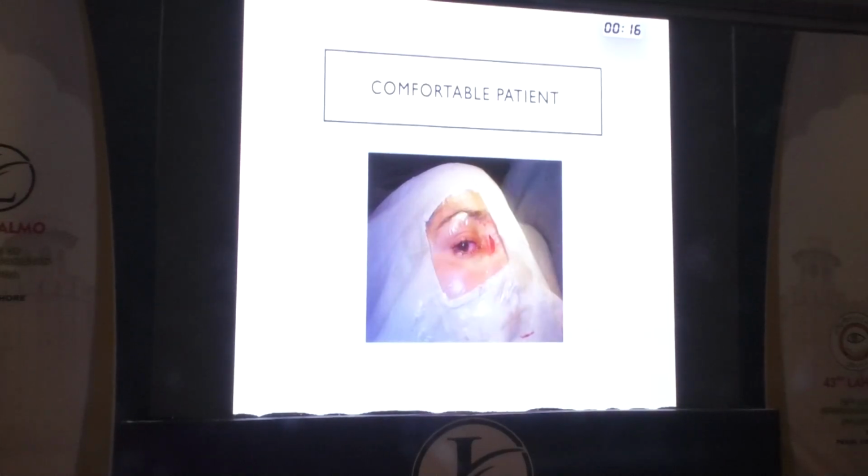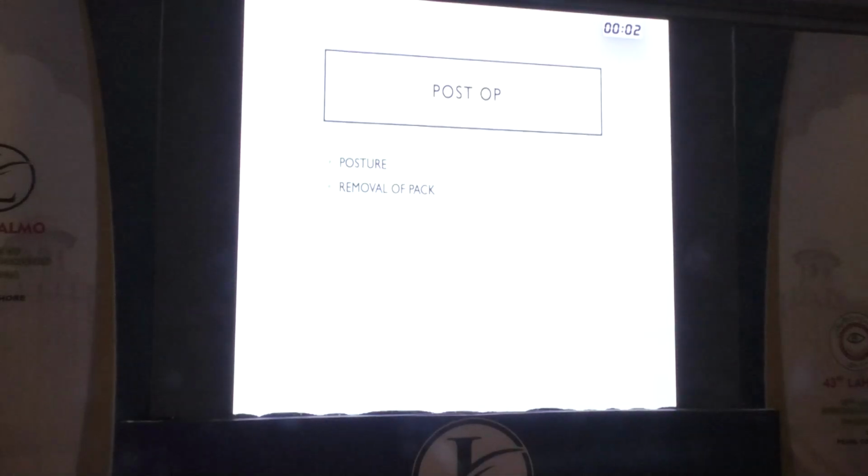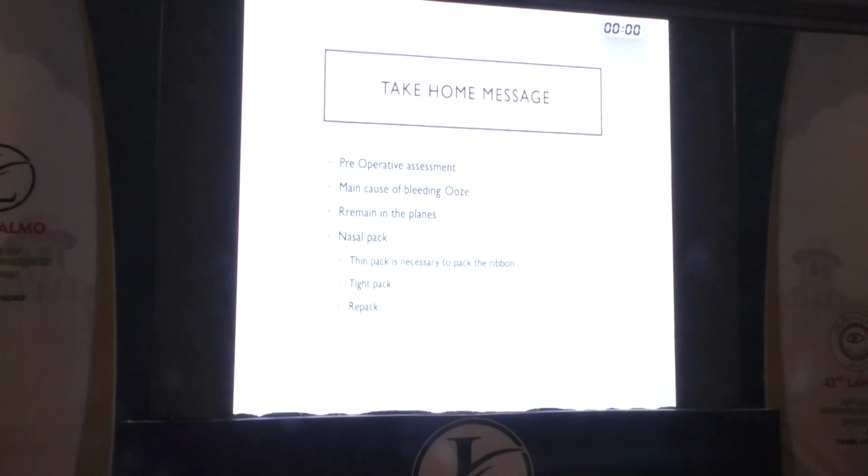The patient is again quite comfortable. She's looking at the camera and making photos for us. Look at that. We have even used a white sheet so that if there is any bleeding, it should be shown on it. And then this is the postoperative measure. Posture should be maintained, and we have to remove the pack immediately or after some time of the surgery, and nasal antibiotics or nasal decongestants can be given postoperatively.